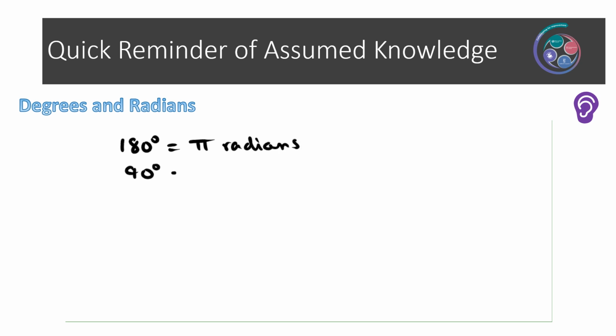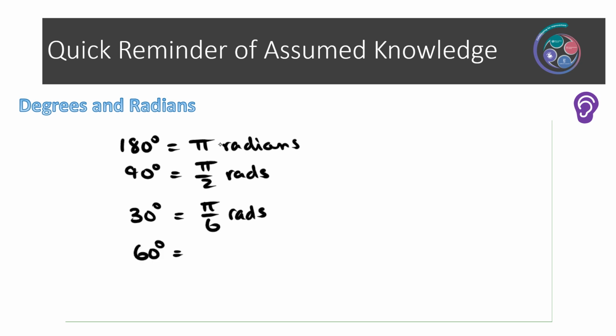Halving that to get 90 degrees is obviously half of pi radians, so pi over 2 radians. Now 30 degrees, that's a good one to remember. 30 degrees is pi over 6 radians. Why is that a good one to remember? Because if I need 60 degrees, then it's just two lots of that, 2 pi over 6, which can cancel down to pi over 3 radians.